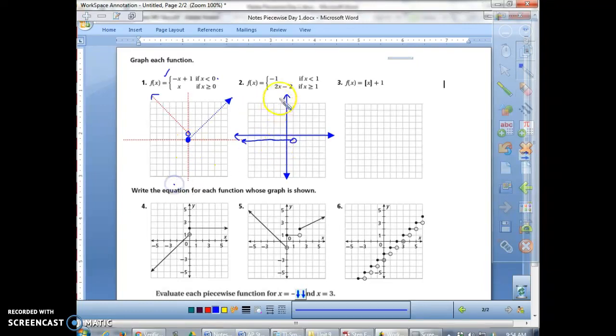All right. Now, what about the next one? 2x minus 2. So it's going to intersect where? At negative 2 right here. It has a slope of 2, so up 2 over 1, up 2 over 1. So it's going to look something kind of up through this region. But it's only valid where x is greater than or equal to 1.